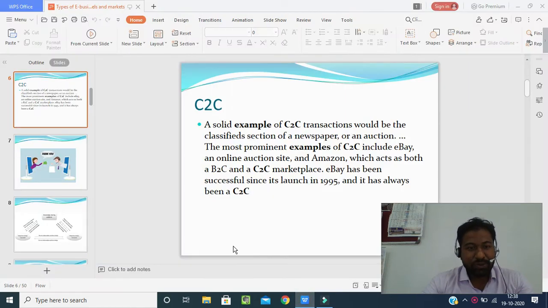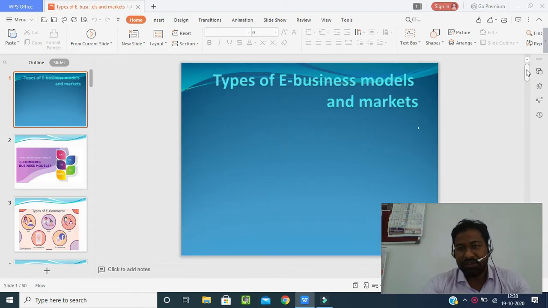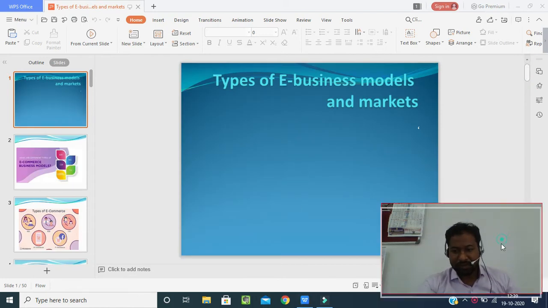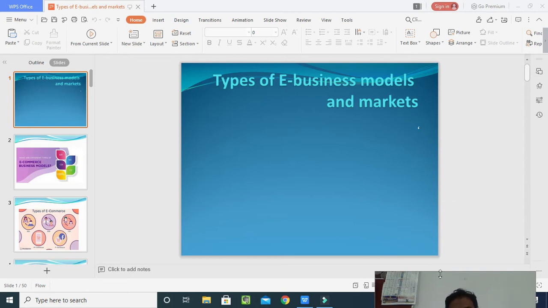Today we are going to complete our first unit. What are the topics left? We'll complete them today one by one. So the first one here talks about the types of e-business models and markets.